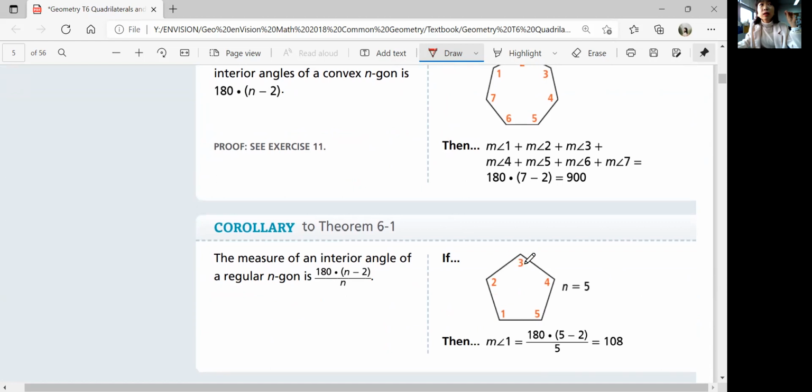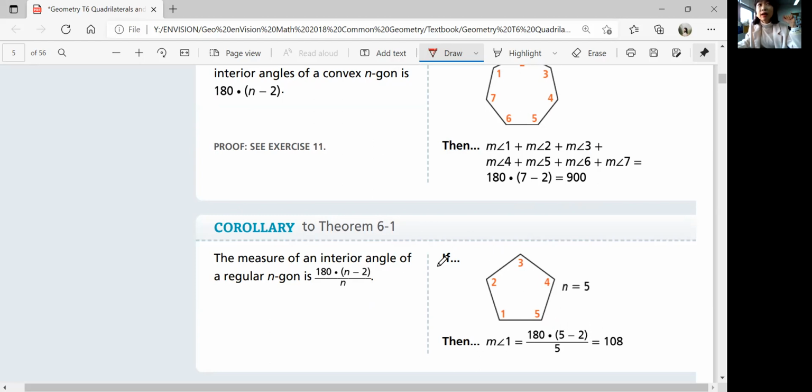Corollary to this theorem, which means there's another theorem that could be made from Theorem 6.1. The measure of an interior angle of a regular n-gon would be 180 times (n minus 2), that's the total angle, divided by n. Right? Because if it's regular, all the angles should have the same measure. So if it's not regular, you can't do this. This only works for a regular n-gon.